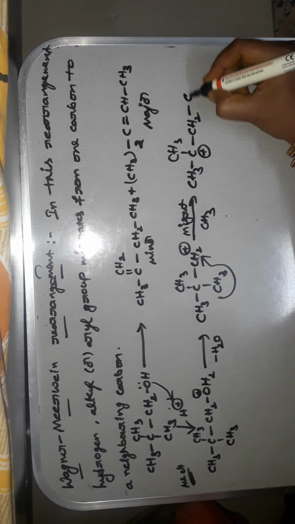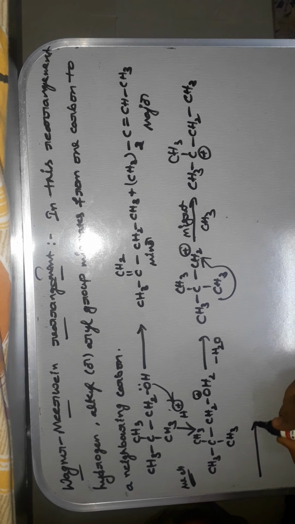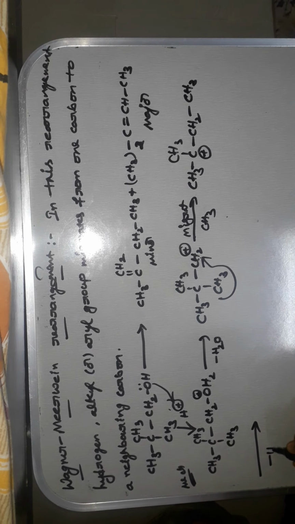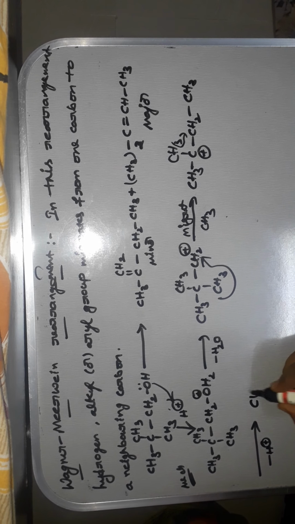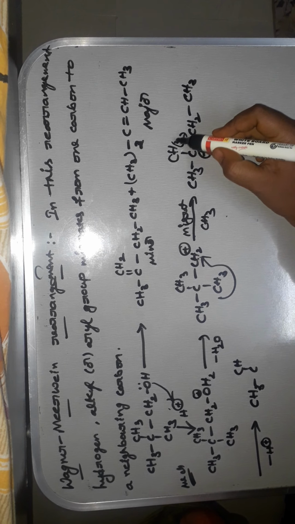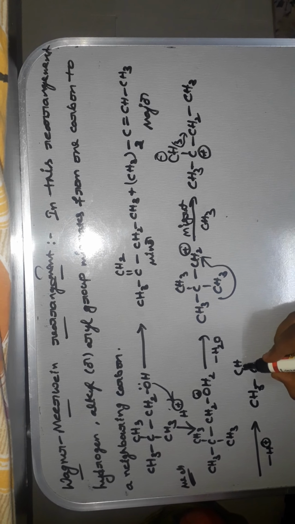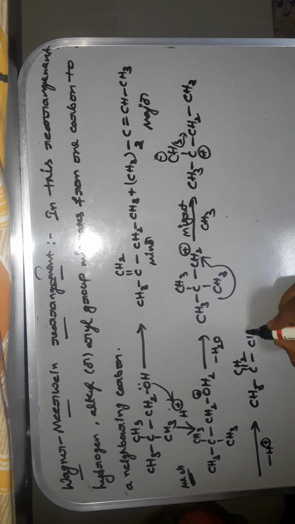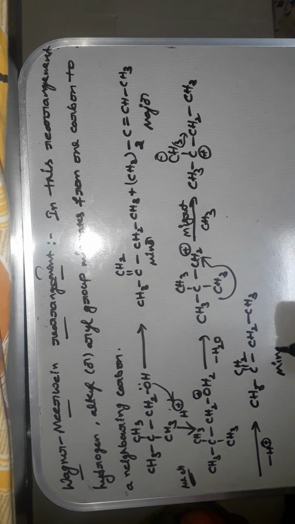CH2 with positive charge. In the next step, elimination of H plus. Hydrogen is eliminated from this carbon atom. It forms a compound like this, CH. Here H plus is eliminated and it forms a CH2 with minus charge. Here C with positive charge forms a double bond like this, CH2 CH3. This is the minor product.